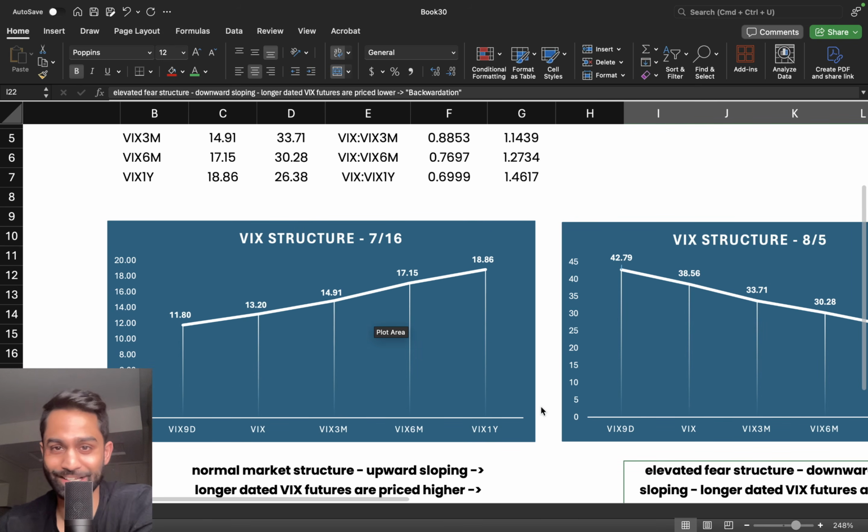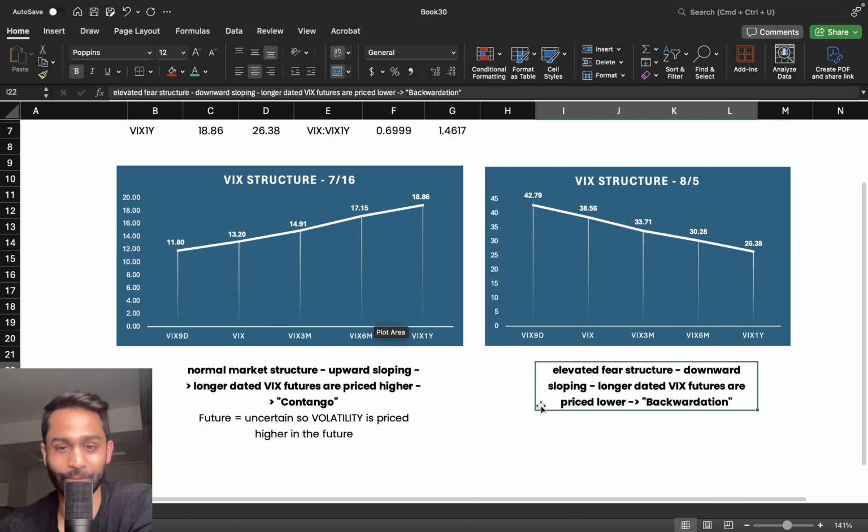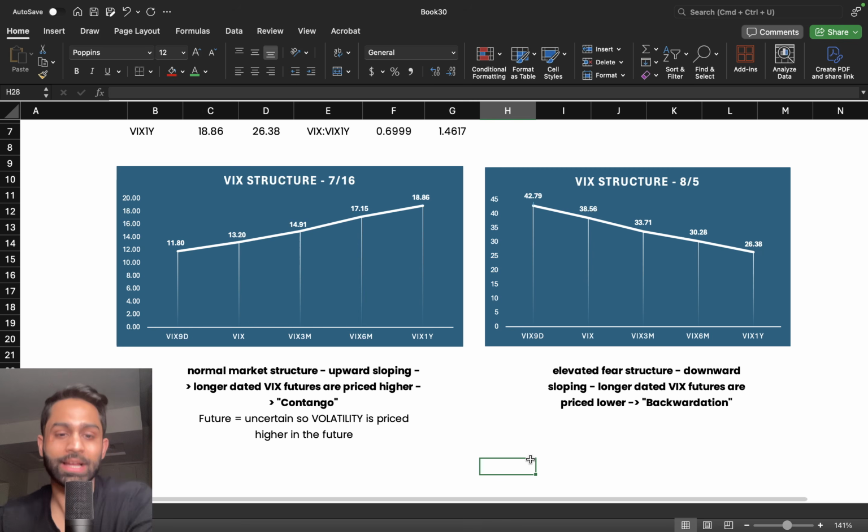So really the idea for us to understand here, and I'm going to be covering this in our future videos, is to understand the line chart of volatility, and when it switches from backwardation to contango. Because if contango to backwardation is bearish, backwardation to contango is bullish. And that is just a way of understanding volatility and market positioning.